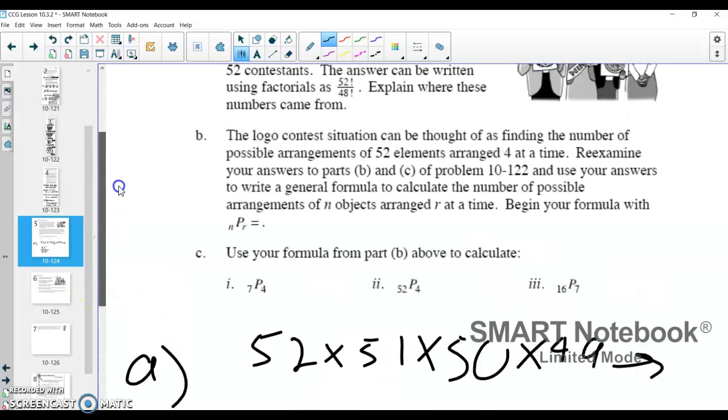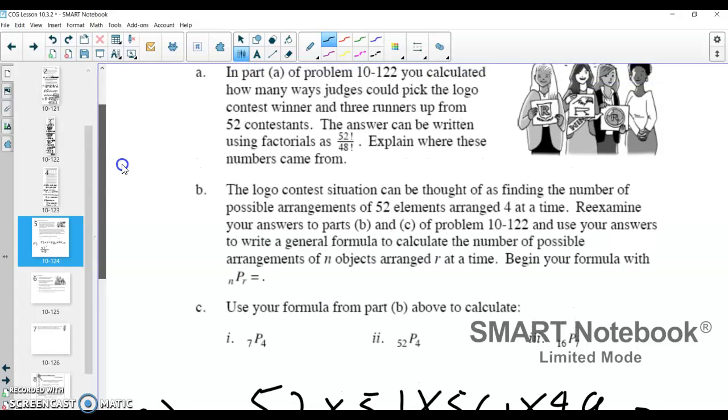Really what we're doing is taking our number of choices, 52, because we have 52 contestants to choose from, and subtracting 4, because we have 4 decisions being made. You'll see that in part B too. It says the logo contest situation can be thought of as finding the number of possible arrangements of 52 elements arranged 4 at a time. So we're going to re-examine our answers from B and C of problem 122 and use them to write the general formula for the number of possible arrangements of n objects arranged r at a time.